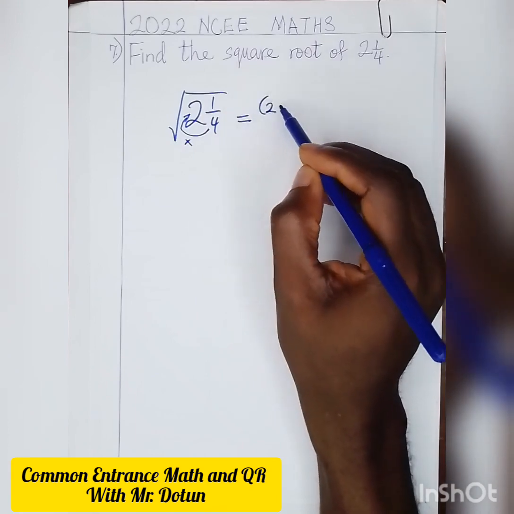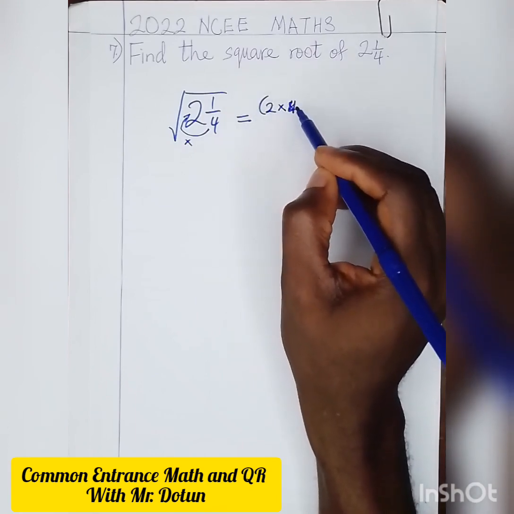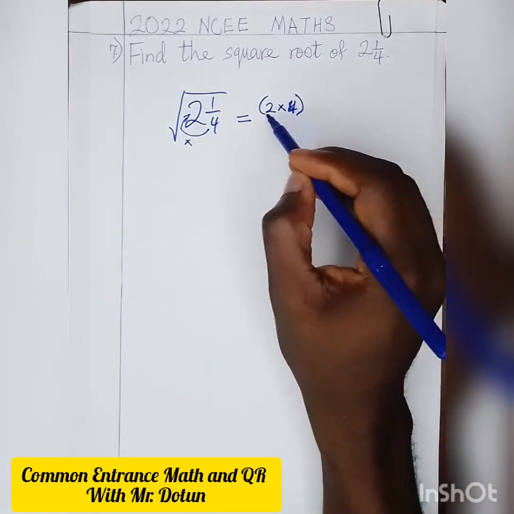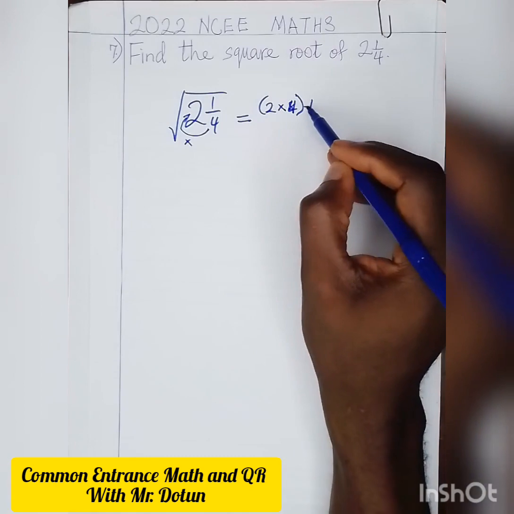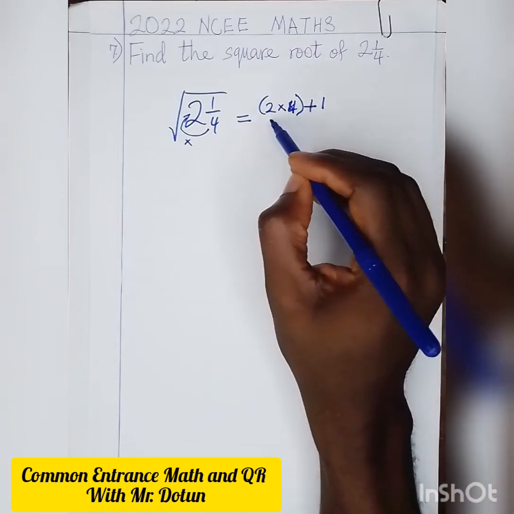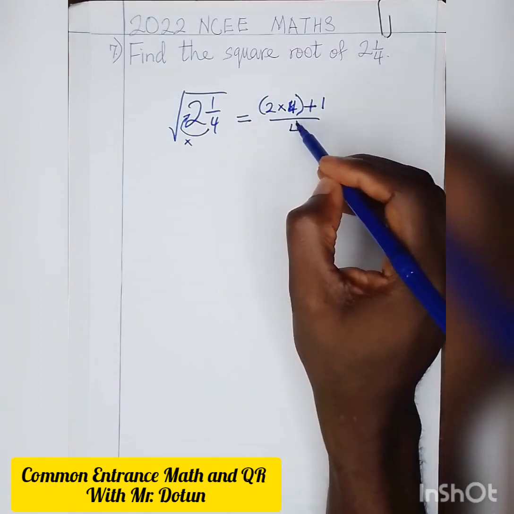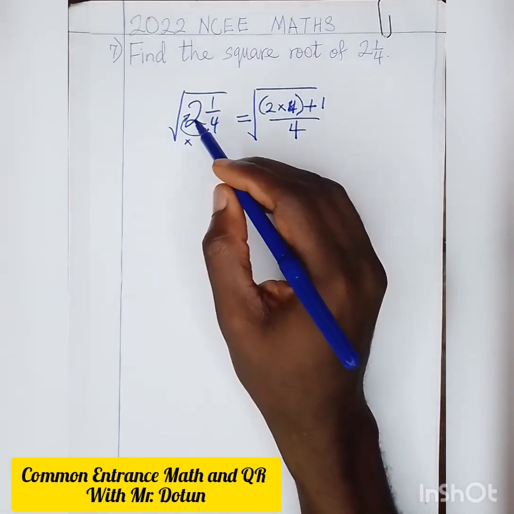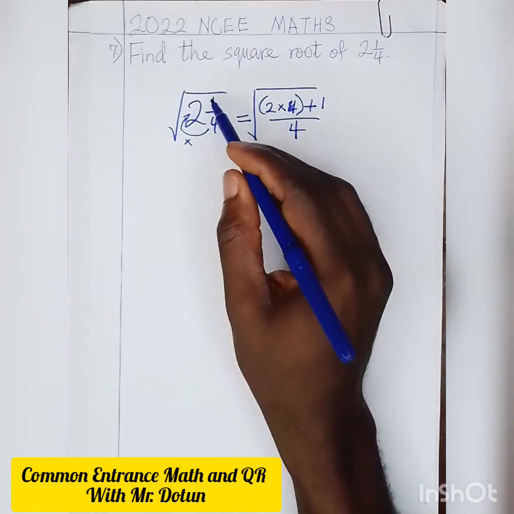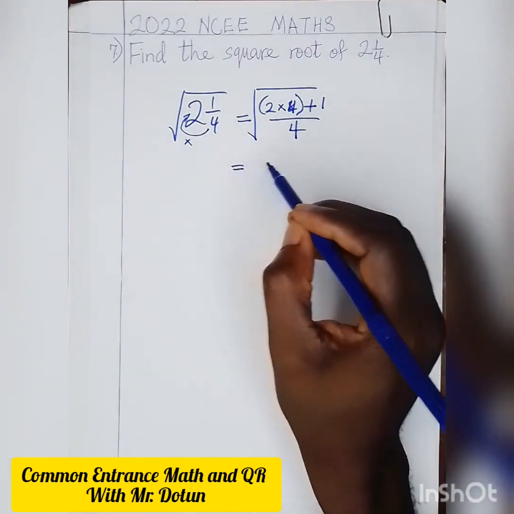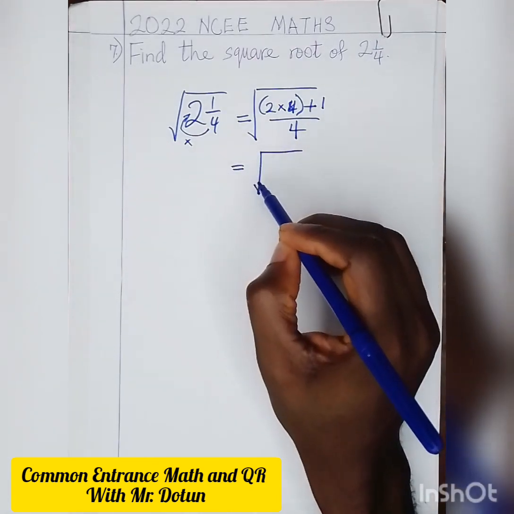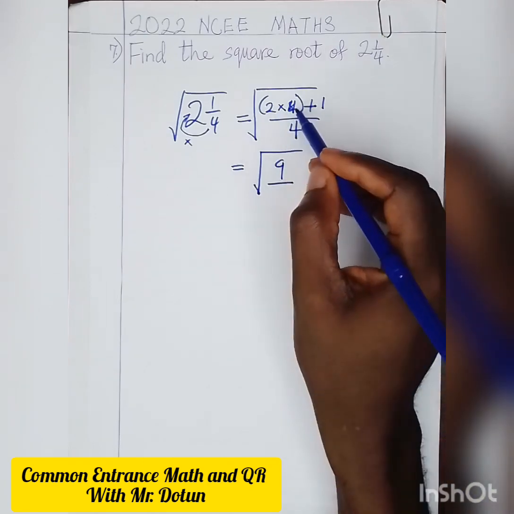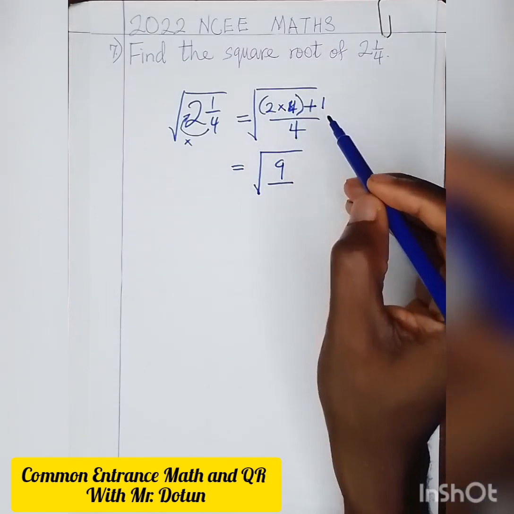Okay, let's do it this way. 2 times 4. Then, when we're done with that, whatever we get, we add the numerator to it and still put it over the denominator. So we do 4 times 2 plus 1. That gives us 4 times 2 is 8, and 8 plus 1 is 9.